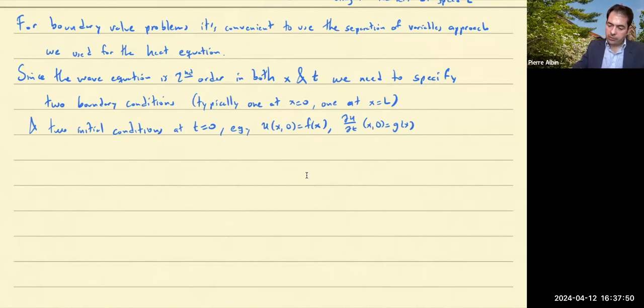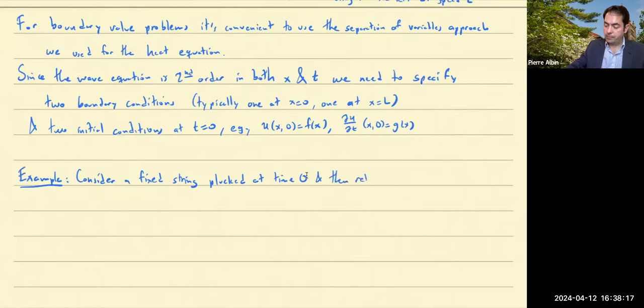Okay, so let's go back to the example we discussed to derive the wave equation. So consider a fixed string plucked at time 0 and then released. So that means that we're going to have some initial f of x, but g of x is going to be 0 because we just release it. We don't continue exerting any force on it.